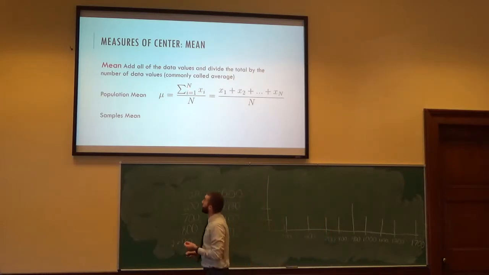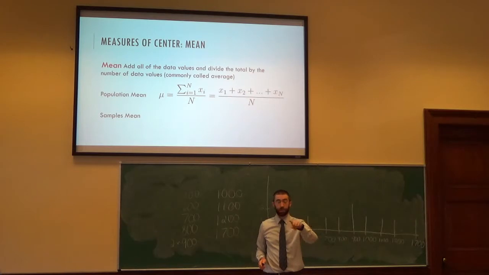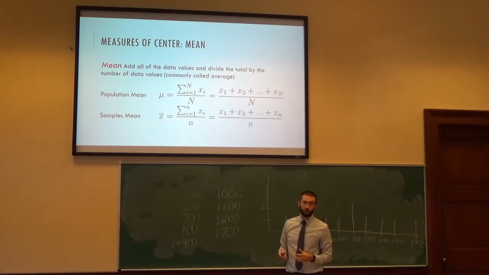But we normally don't have the population. We don't have data on every member. You don't have data on your paper. You don't have data on the population. You have data on a sample, right? A sample mean uses the same formula.